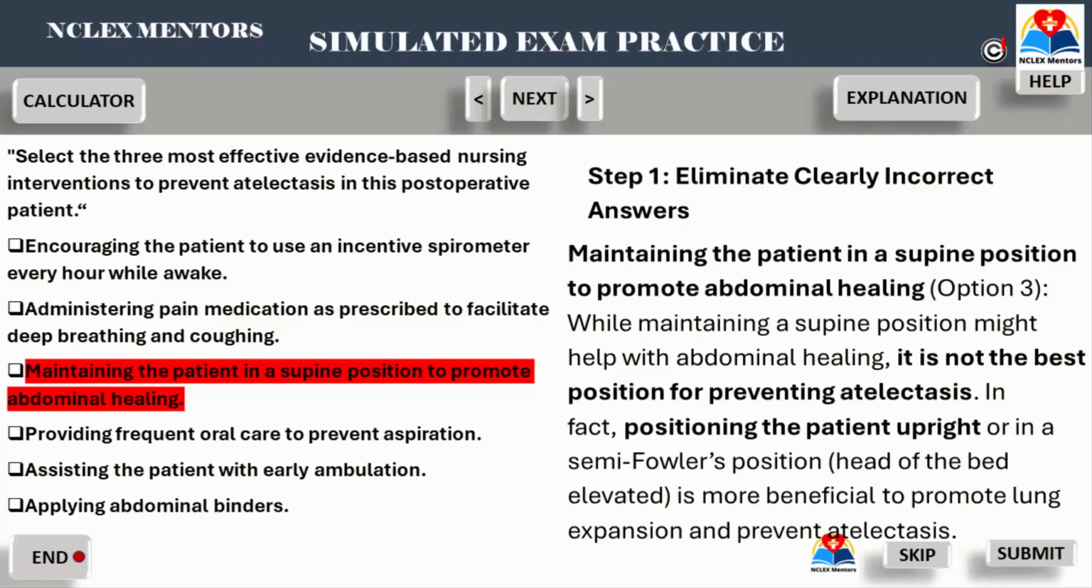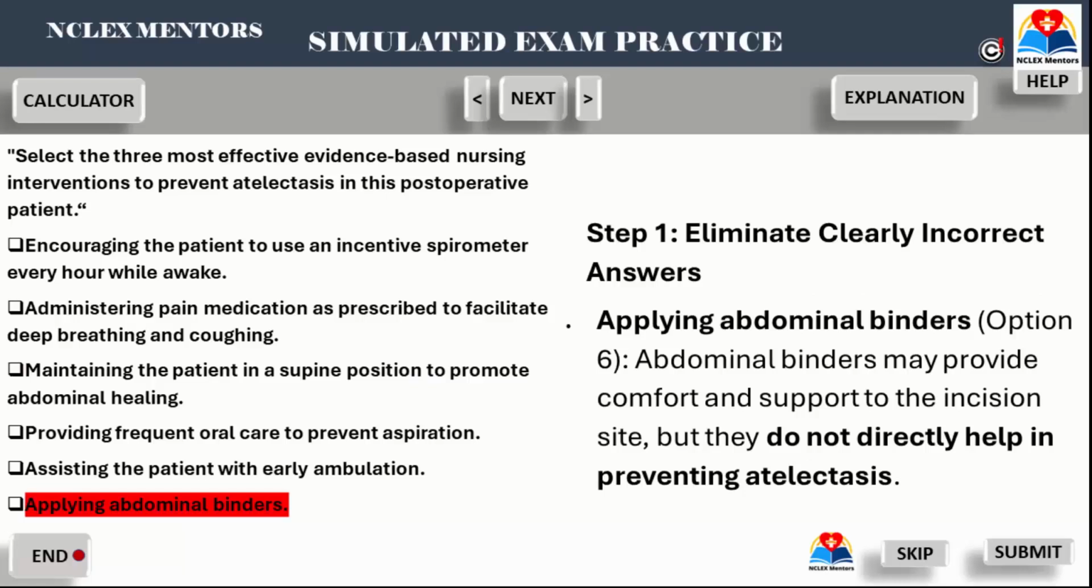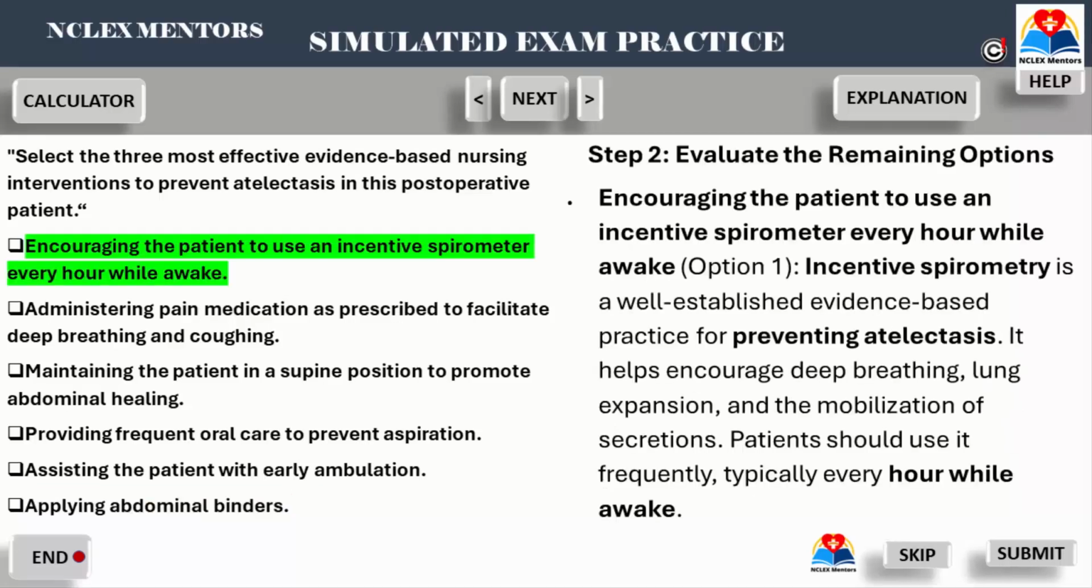Explanation and process of elimination. Step 1. Eliminate clearly incorrect answers. Option 3. Maintaining the patient in a supine position to promote abdominal healing. Sounds reasonable, right? But think about it. Is lying flat the best way to help the lungs expand? Absolutely not. In fact, positioning the patient upright, or at least in a semi-Fowler's position, promotes lung expansion and prevents atelectasis. Eliminate this option. Option 6. Applying abdominal binders. While abdominal binders may provide comfort, they do not directly prevent atelectasis. Eliminate this option.